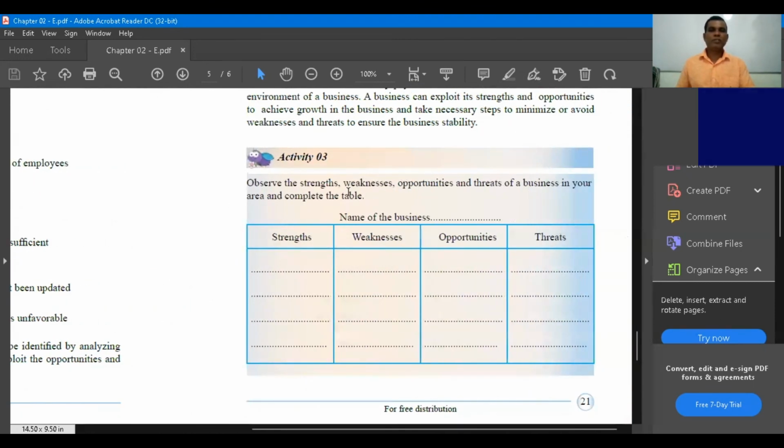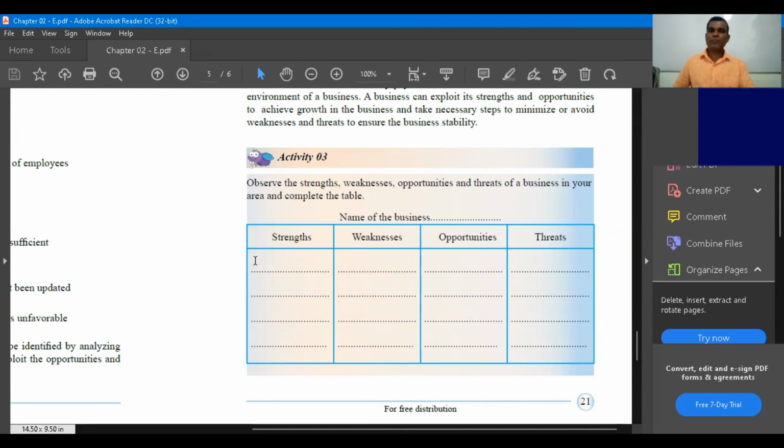Observe strengths, weaknesses, opportunities, and threats in a business in your area and complete the table. Select one business familiar to you, and name the business institute that you have selected. Maybe Samudra Book House, maybe Sarath Book House, maybe People's Bank, maybe Sampath Bank, maybe your school, whatever the institute, no matter. Then identify strengths, weaknesses, opportunities, and threats related to the business that you have selected.